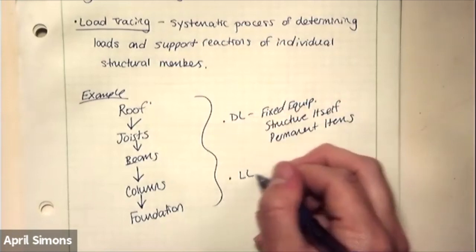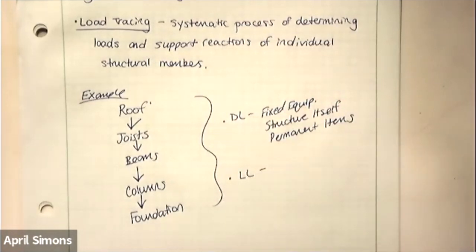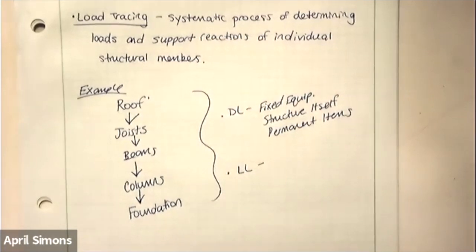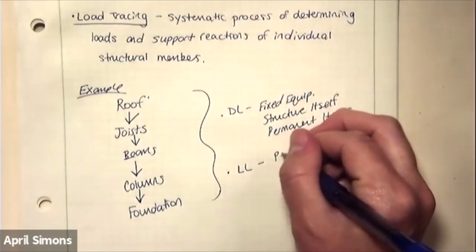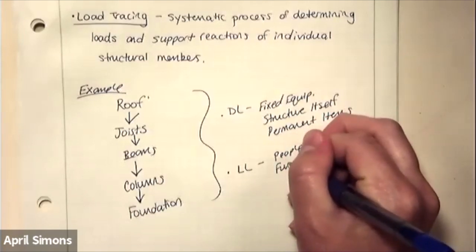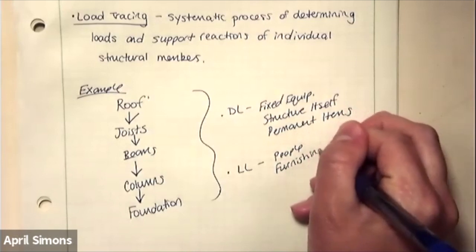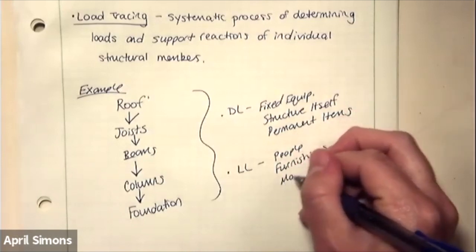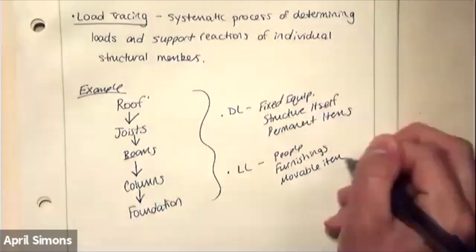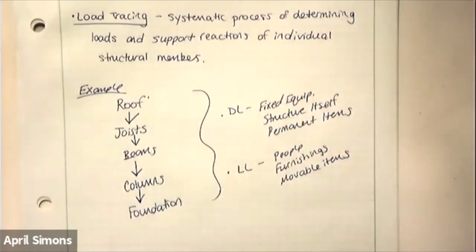Load tracing also includes live loads. Sometimes we need to handle dead loads and live loads differently. But again, live loads are going to be people, furnishings, movable items. So load tracing is going to involve figuring out the dead loads and live loads that are placed on the structure and tracing those loads throughout the structure, all the way to the foundation, ultimately to the ground.